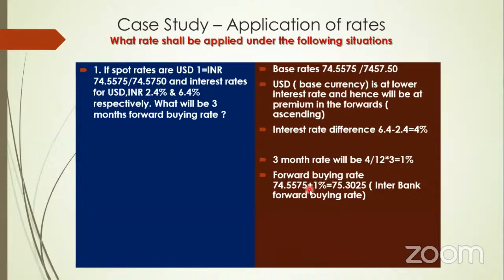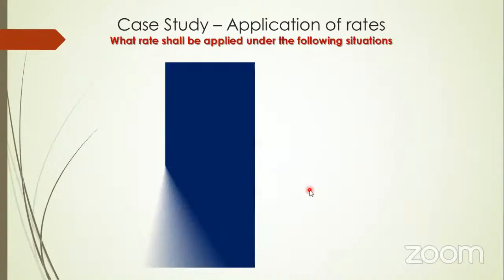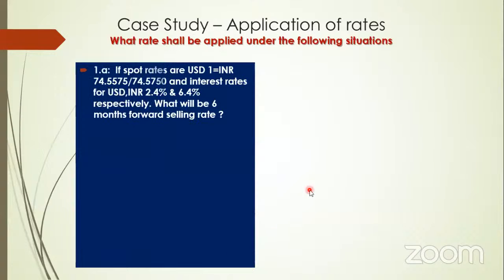The second one will give you more ideas. Now I will keep the screen for 10 seconds. Now you have to calculate yourself. Same question, but now I am asking what will be the 6 months forward selling rate. Now all of you try. I have changed it a little bit. Earlier I asked the 3 months forward buying rate. Now I am asking what will be the 6 months forward selling rate.